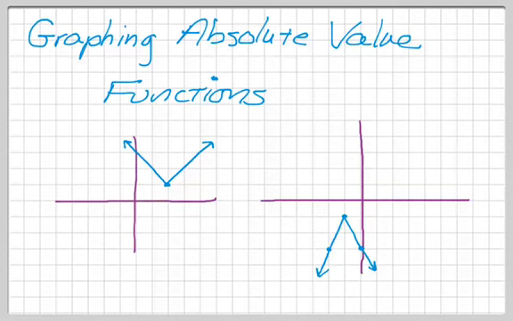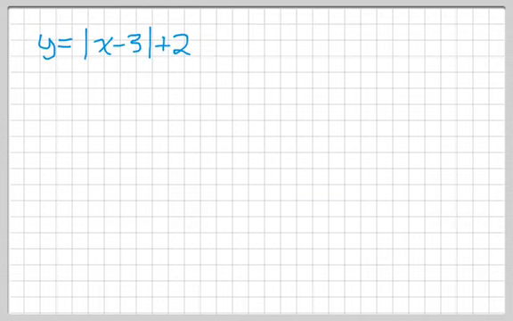Alright, here we're going to try to talk about graphing absolute value functions, and it's not really that bad. You just have to get kind of used to it. So first thing we have is y equals the absolute value of x minus 3, plus 2, and what I'm going to do is I'm going to make a table of values.